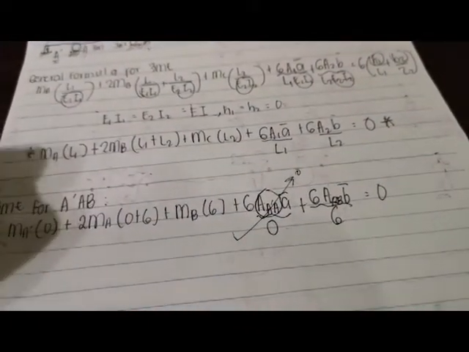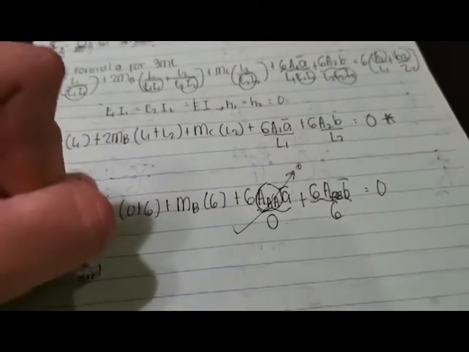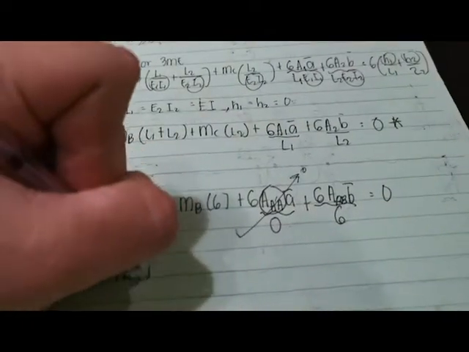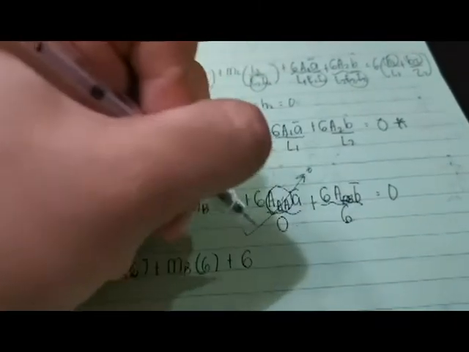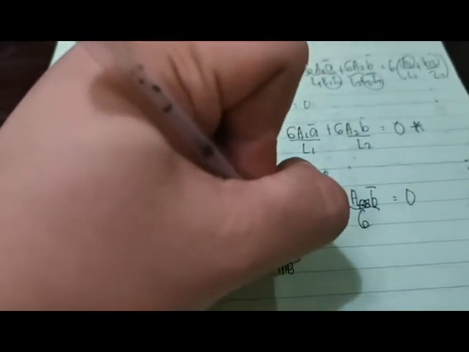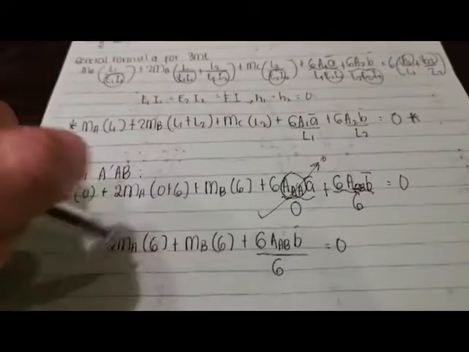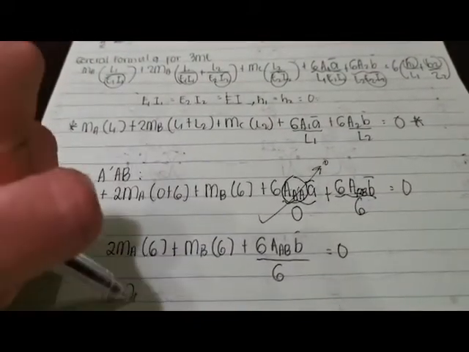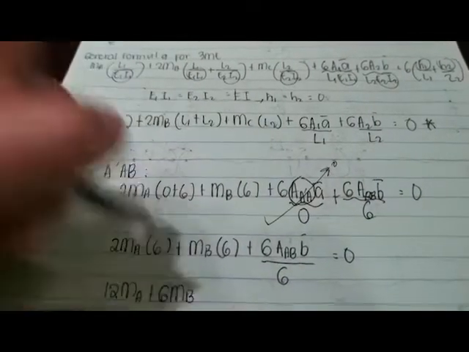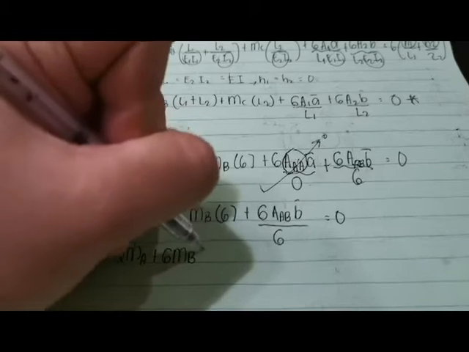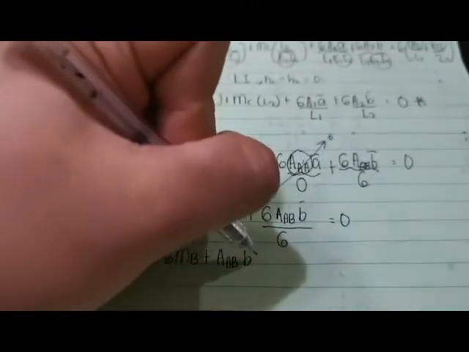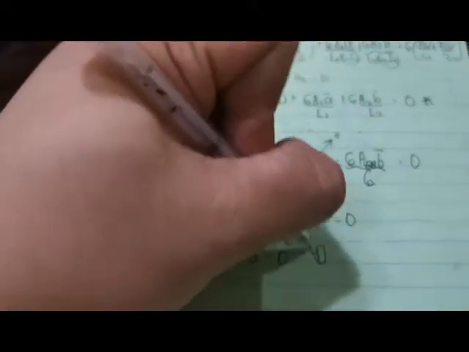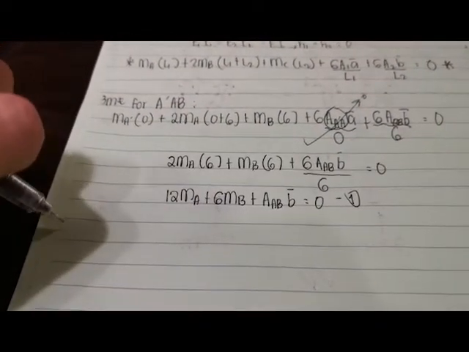So therefore 2MA times 6 plus MB times 6 plus 6 times area AB times its centroid measured from the right over 6 equal to 0. So our final equation will now become 12MA plus 6MB plus, we cancel out the 6 here, area AB times centroid measured from the right equal to 0. This is your equation 1. So we have one equation and two unknowns.